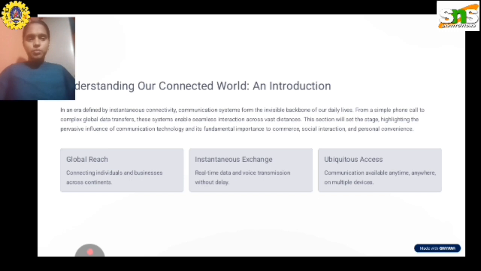Understanding our connected world. In an era defined by instantaneous connectivity, communication systems form the invisible backbone of our daily lives, from a simple phone call to complex global data transfers. These systems enable seamless interactions across vast distances. This section will set the stage, highlighting the pervasive influence of communication technology and its fundamental importance to commerce, social interaction, and personal convenience.